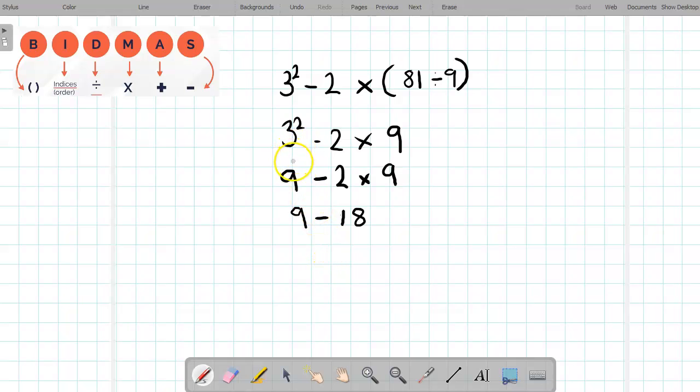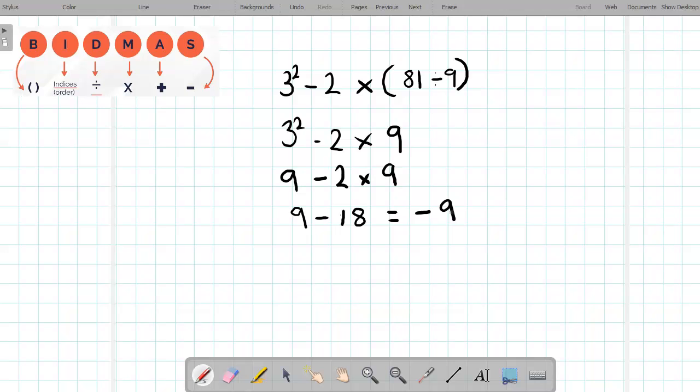Some people, if they didn't follow those rules, would go 9 take away 2 times 9, which would be 7 times 9, and you get the answer 63, and this would not be right. You'd be told that that answer was wrong. So 9 take away 18 is going to take us into negative numbers. So we take off our first 9 to get us to 0, and then take off another 9. We get the answer minus 9. Okay? Hope you found that one okay. Hope it wasn't too challenging.